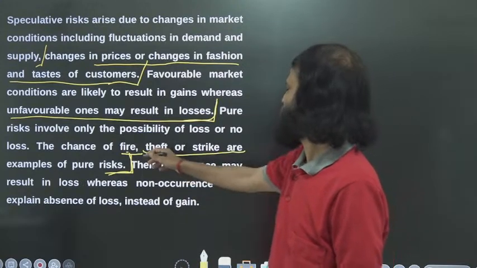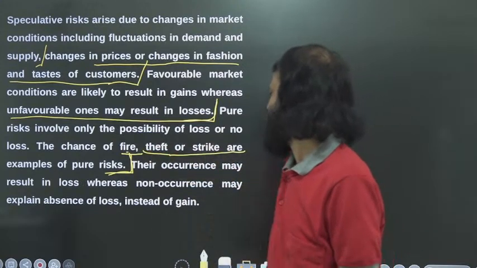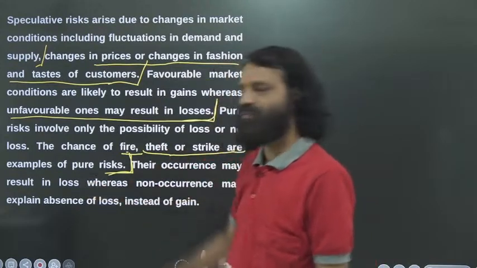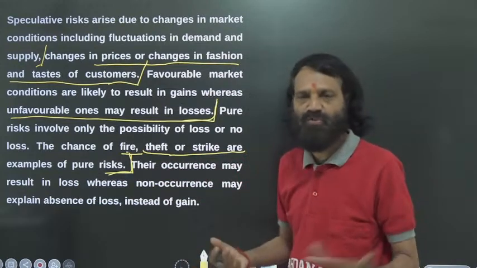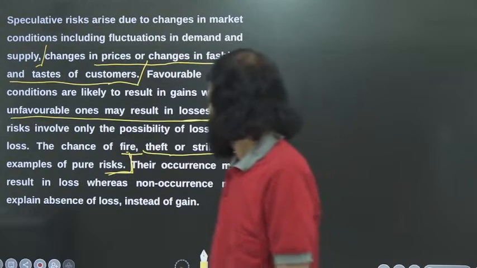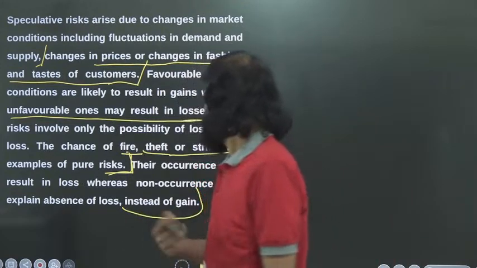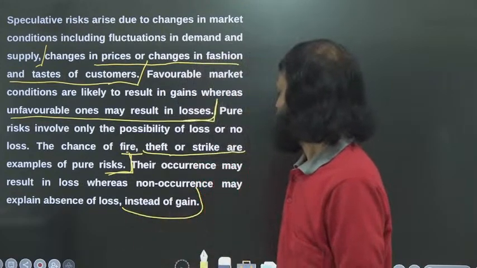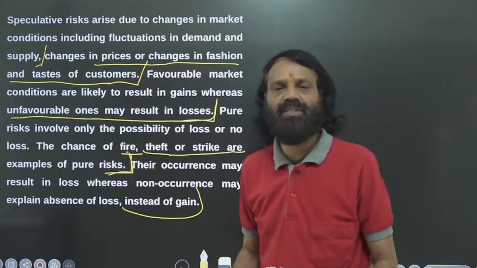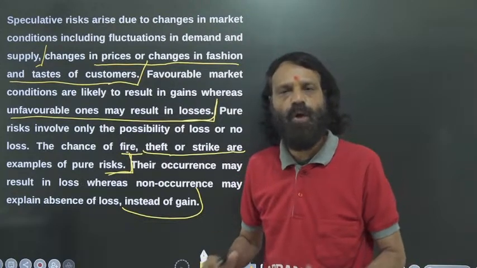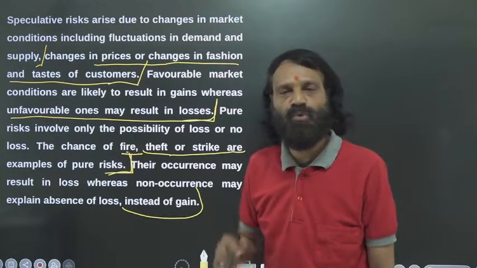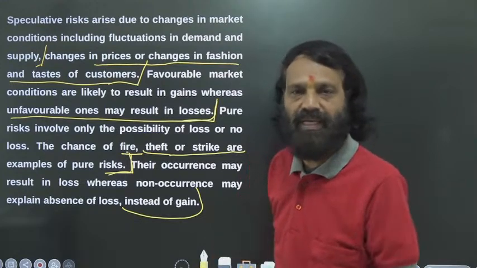So, in case fire, theft, strike occur, what will happen? Their occurrence may result in loss. If that happens, then of course the loss is there. Otherwise, there is no loss, but there is no gain. That's all. The products are there, and there is no loss in the products. Products are available in the shop or godown. In case fire or theft occurs, what will happen? That can be a loss.